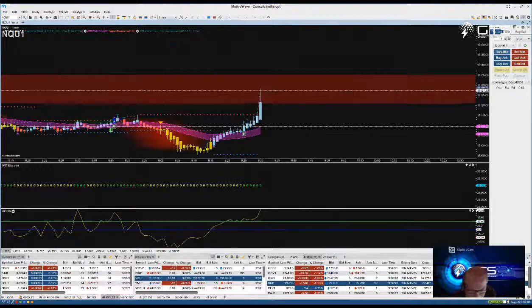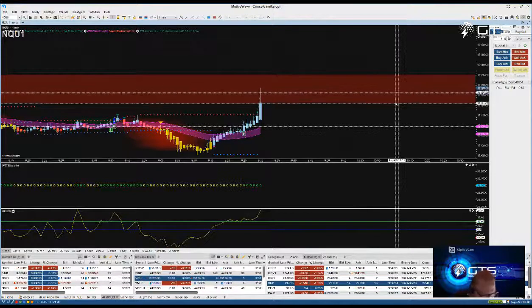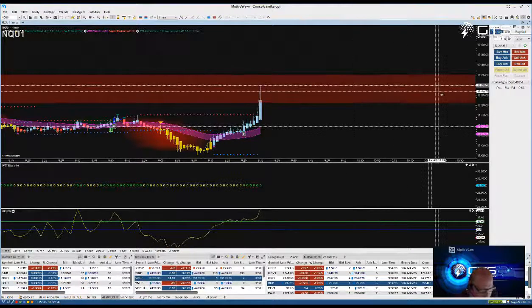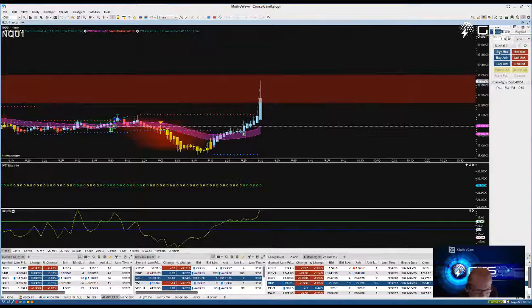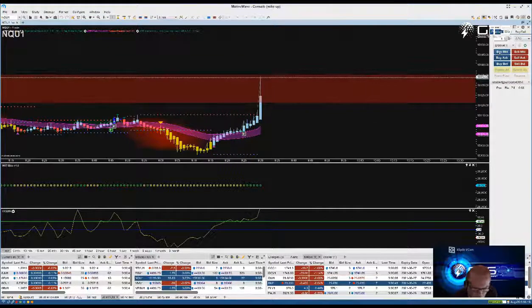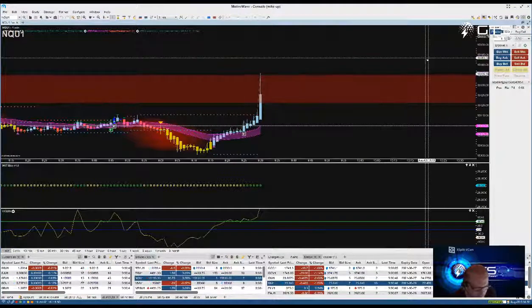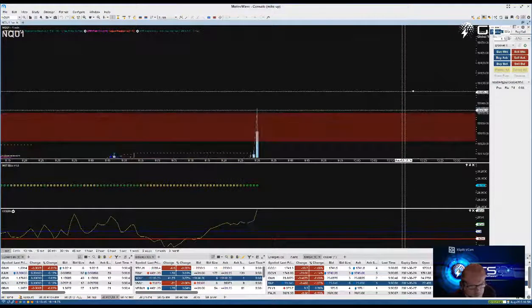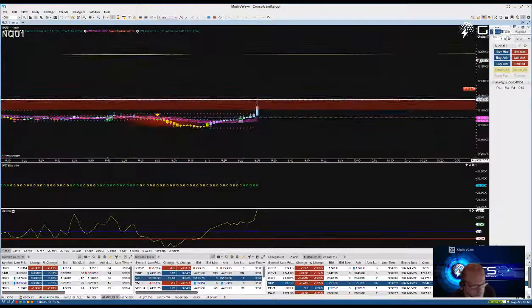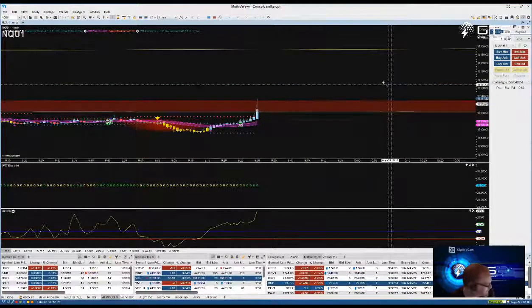I'm probably going to get right back into it, because I just entered down here and it hit my target. Isn't that amazing? You see that, Daniel? That was awesome. I'll wait for it to pull back now though, because I don't want to jump back into it now. I just hit my limit, and it blew right through it.